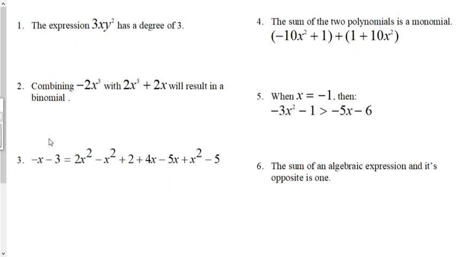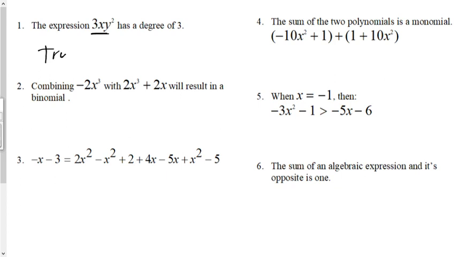Okay, this is your practice test for tomorrow's retest on Chapter 5, adding and subtracting polynomials. Your first 6 questions are true or false. The first one says the monomial 3xy squared has a degree of 3.